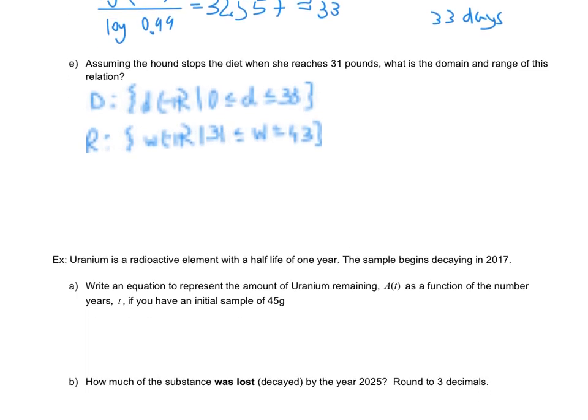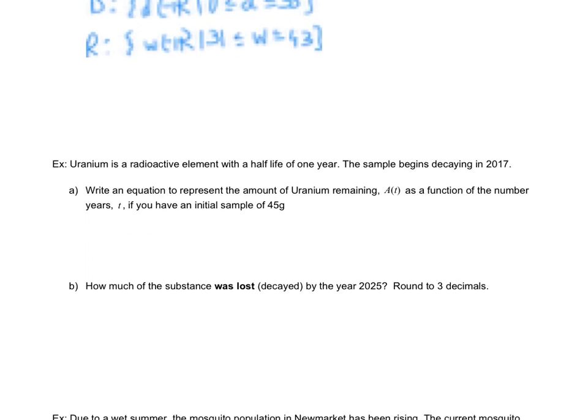All right, let's try our next one. Uranium is a radioactive element with a half-life of 1 year. The sample begins decaying in 2017. Write an equation to represent the amount of uranium remaining, A at T, as a function of the number of years, T, if you have an initial sample of 45 grams. So we were given our let statements already, so we don't have to worry about that. We know the initial sample is 45 grams. We know it's a half-life of 1 year. So I want you to pause the video and try to write that equation out on your own and then come back to check your work.